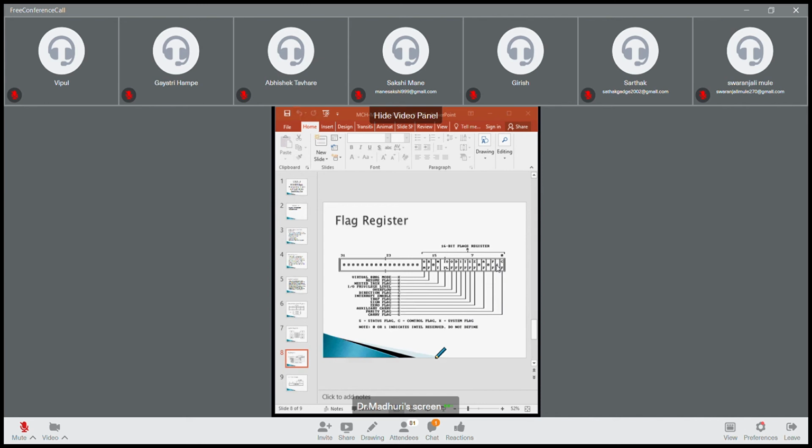After that you have one bit which is user defined, or a reserved bit. Now the next is the resume flag.